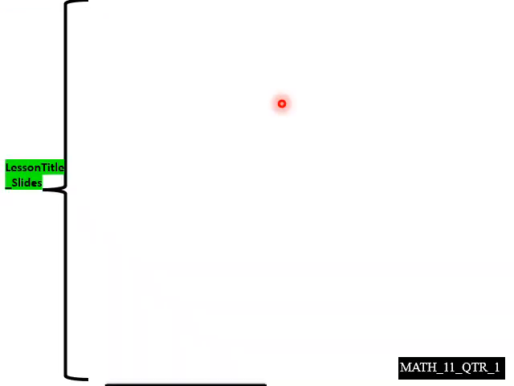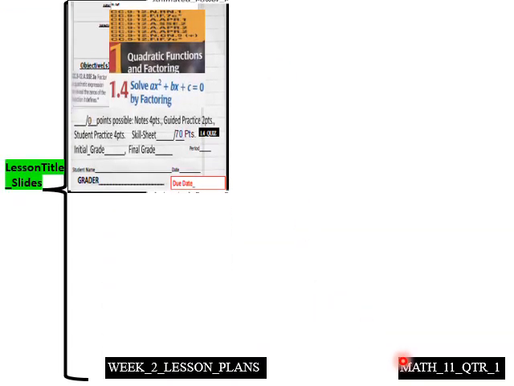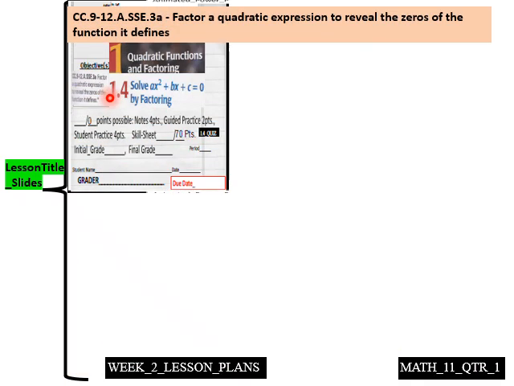Let me go further in here to week 2, Math 11, quarter 1, 1.4 quiz. So we come up with a quiz here, 70 points for the quiz for week 2. Oh, this finishes off A.SSE.3a: factor a quadratic expression to reveal the zeros of the function it defines.